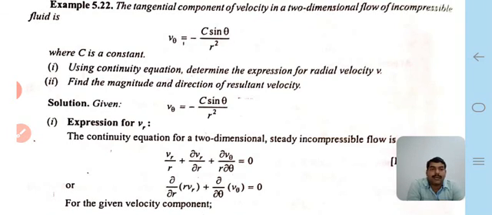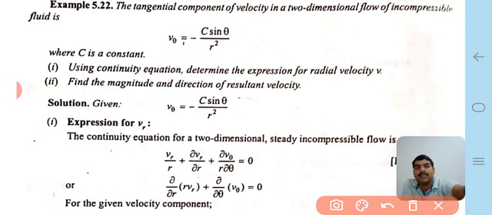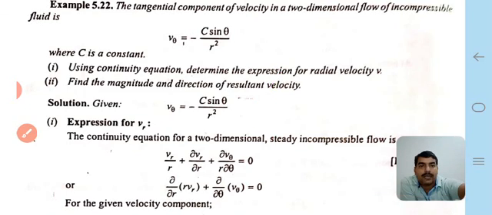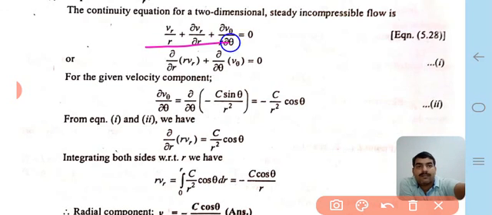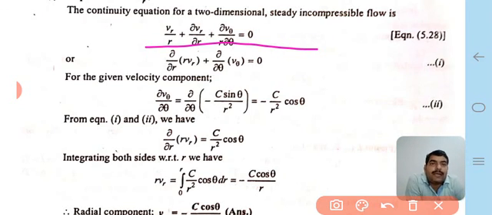Solution of that part: the given tangential velocity component is minus c sin theta upon r square. Therefore, the expression for Vr, according to the continuity equation in polar coordinates, we write here Vr upon r plus del Vr upon del r plus del V theta upon r del theta is equal to 0.